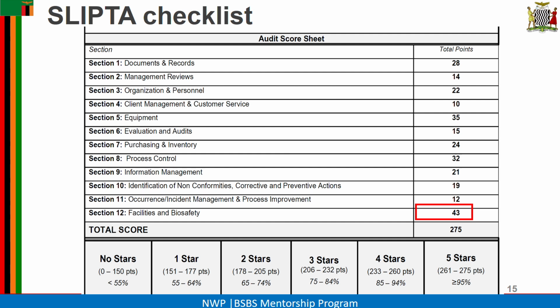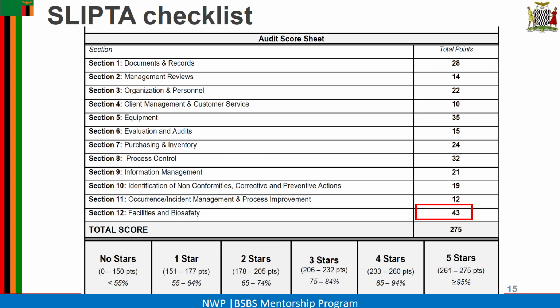For example, if you score 0 to 150 points, it means that you have no stars. And if you score above 151 but below 177, you have 1 star. Then 178 to 205, that's 2 stars. Then 206 to 232, that's 3 stars. 233 to 260, that's 4 stars. Then the highest is 5 stars, which is above 261 points.